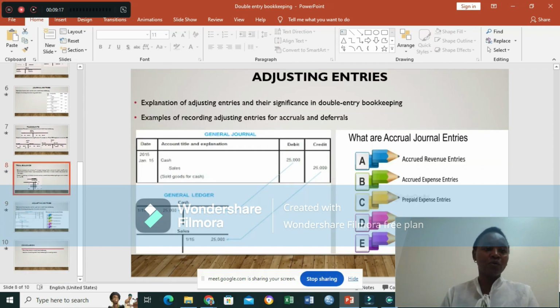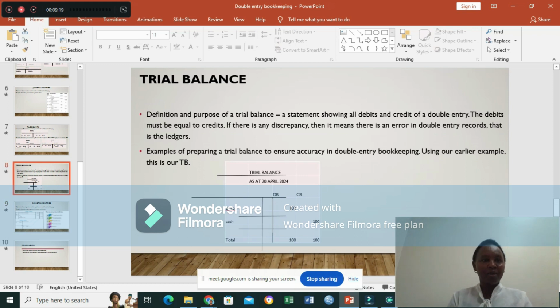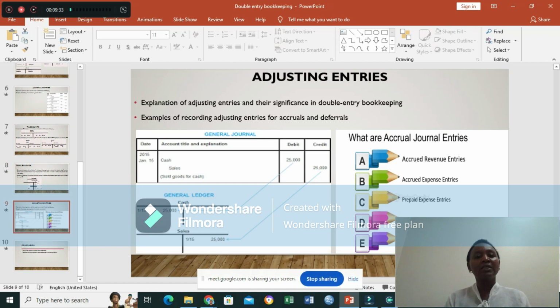So now let's go to the last bit of our study. Now we have prepared our trial balance, whereby we have debited our unga and we have credited our cash, and our trial balance balances. So this is what we now call adjusting entries. At the end of the year or of the month, you are supposed to do adjusting entries to make sure that your trial balance balances and there are no differences.